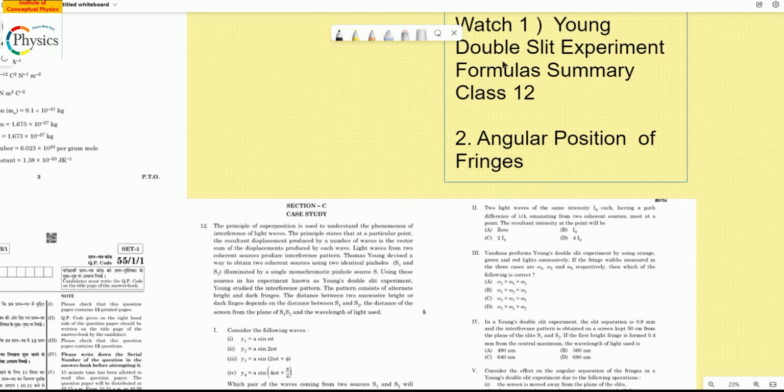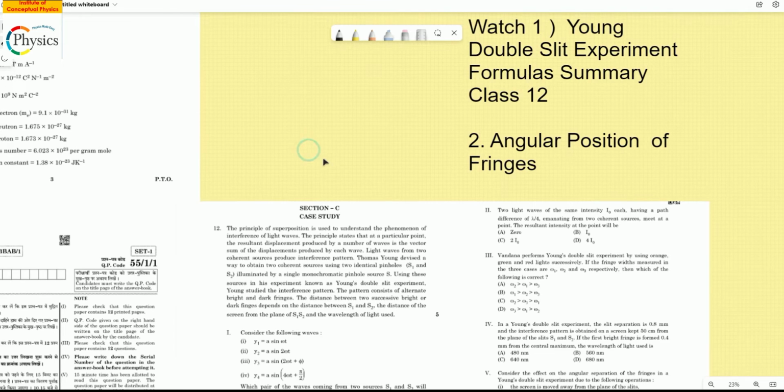The title is Young double slit experiment formula summary. And the second one you need to see is the angular position of the fringes. A lot of students understand the Young double slit experiment, but where they falter is they are not able to memorize the formula. It is important that before you go for this examination, you must watch this YouTube video which I have prepared on the formulas. And also the second one I recommend for this question is the angular position of the fringes.